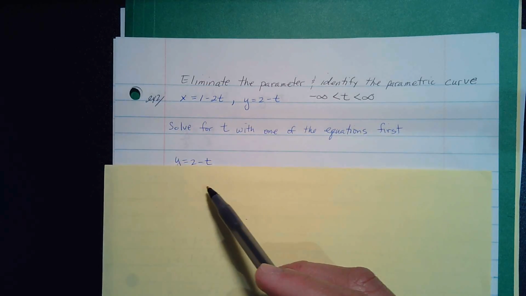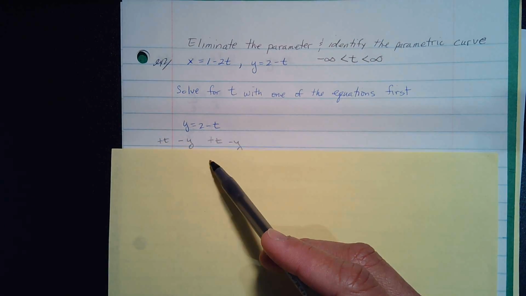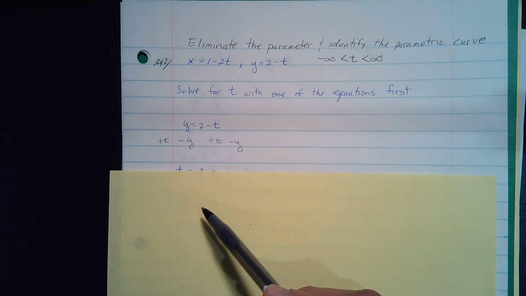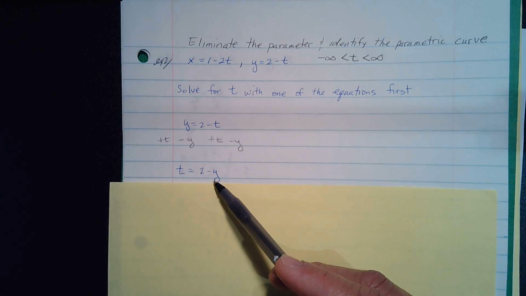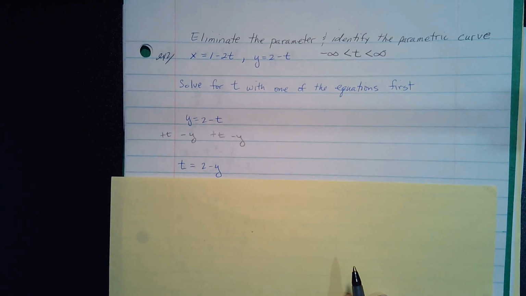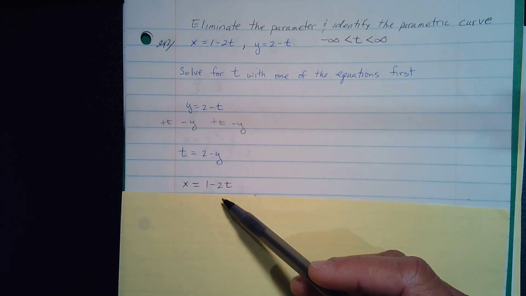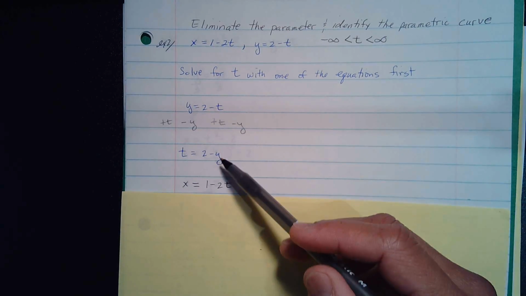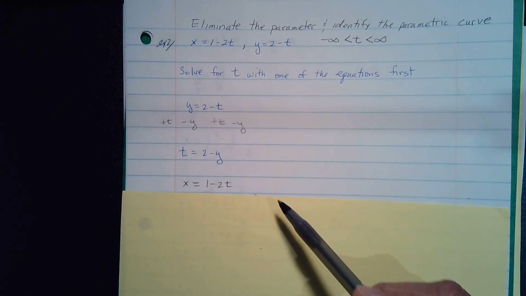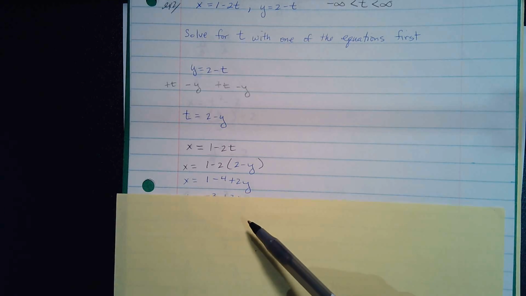So I'm going to first work with the y equation. So get t by itself. Here's the work. I'm going to add t and subtract y on both sides. So now I have t equals 2 minus y, right? Because this and this equals 0, this and this equals 0. Next, you're going to take this t value and substitute it into your other equation you didn't use. So I'm going to substitute 2 minus y wherever I see a t in this equation with x. So there's the substitution. I simplified.